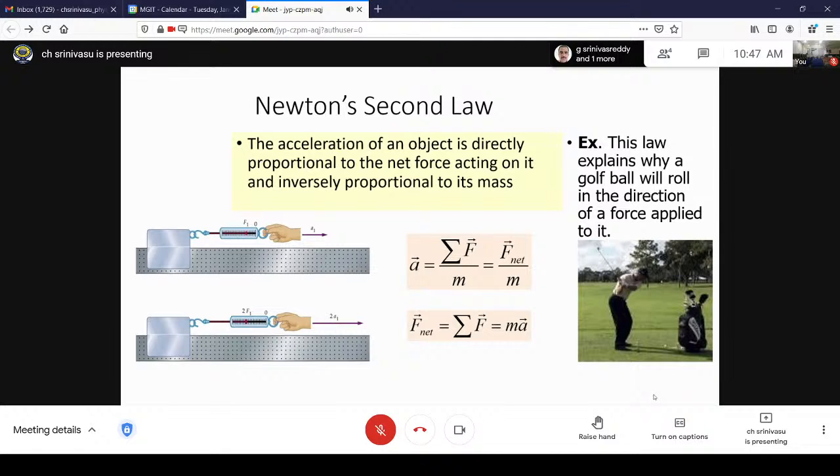Newton's law is a very popular natural law which can be used in solving many mechanics-related problems. The acceleration of the object is directly proportional to the net force acting on it, and inversely proportional to its mass.